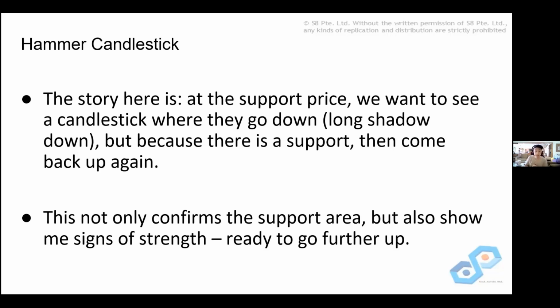It confirms to me that the area where you find that bullish hammer is a support. It also tells me that there is a sign of strength at that support, ready to go further up. It basically means that bullish hammers are small confirming signs of strength. Within the support area, you can find many different kinds, small and big bullish hammers. So, very simple: the price went down during the day, comes back up again, confirming that it is a support, telling you that there are signs of strength at the support.